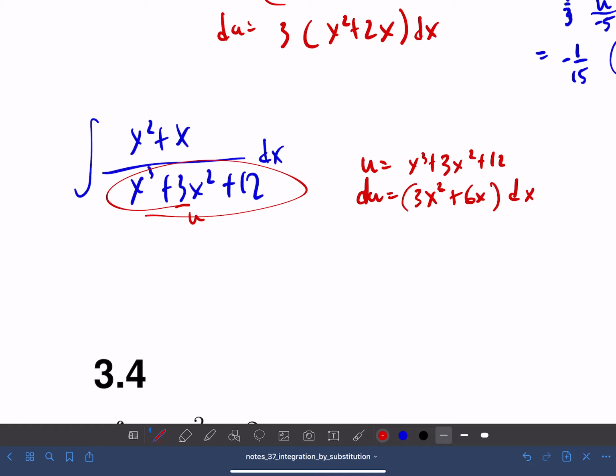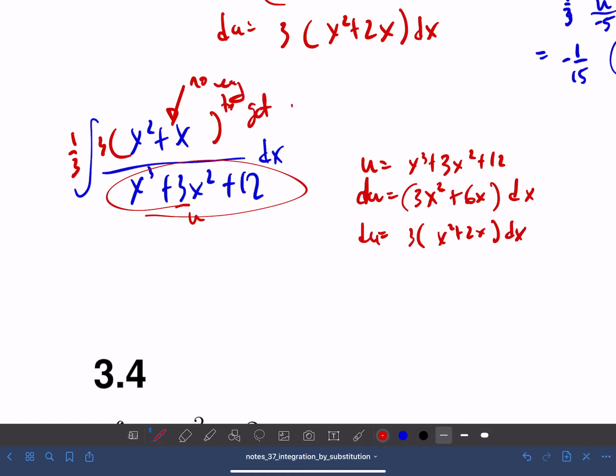All right, same exact thing as last time. du equals 3 times x squared plus 2x dx, and I can get the 3 there, but I can't just get another x. So we fail.